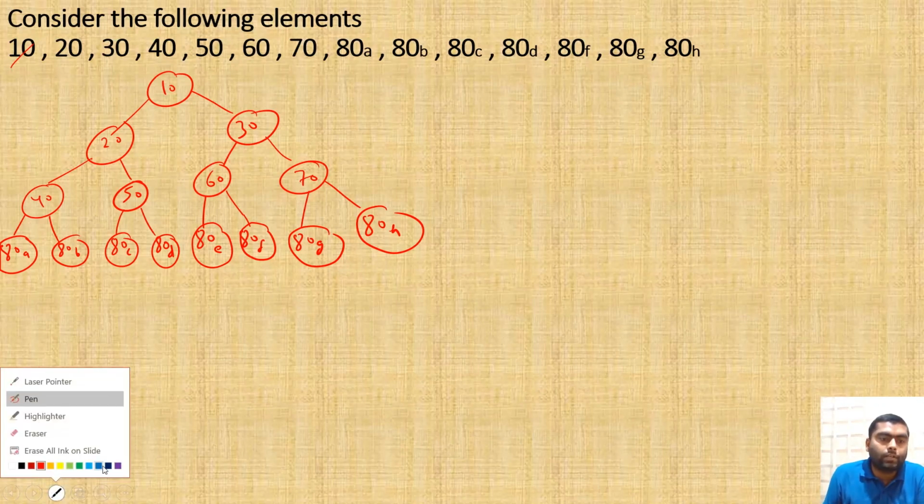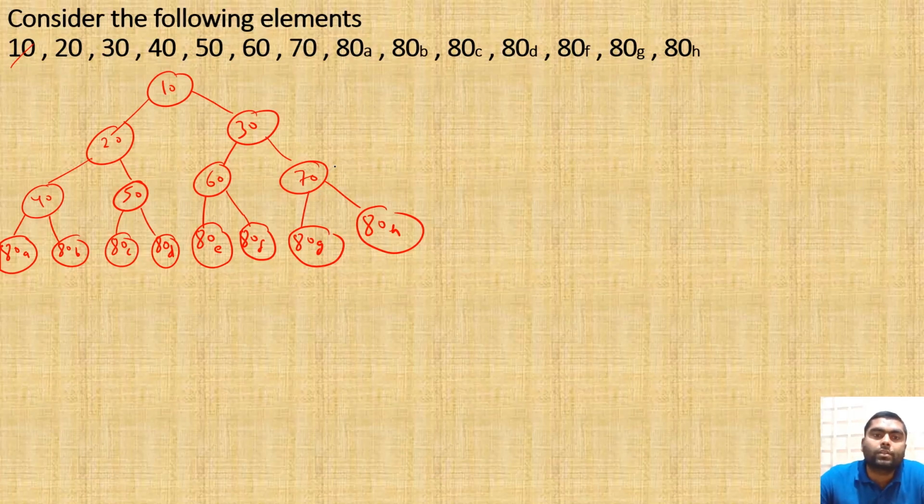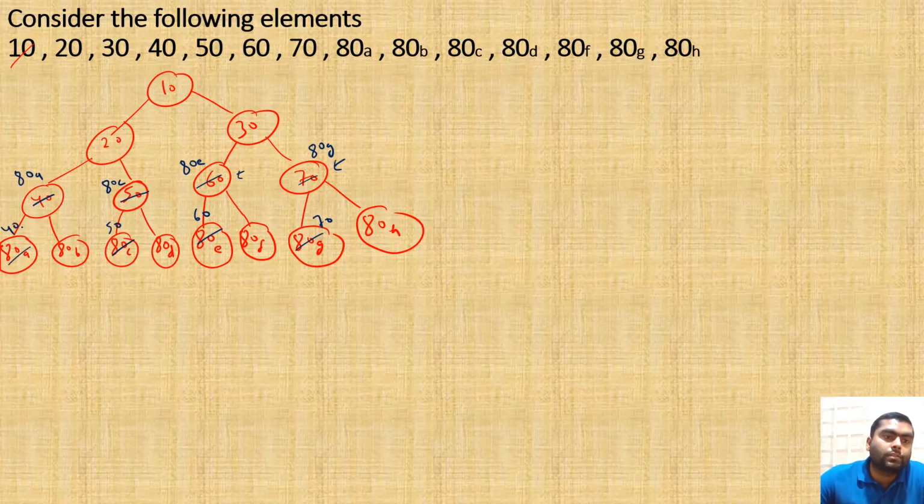So build heap will work. Build heap will start from this place. So this will be changed like this. Here 80g and 70 interchange values, and again for this particular point, this is 80e, and this is 60. Now this place is 80c, and this place is 50. Now here 80a, and this place is replaced with 40.